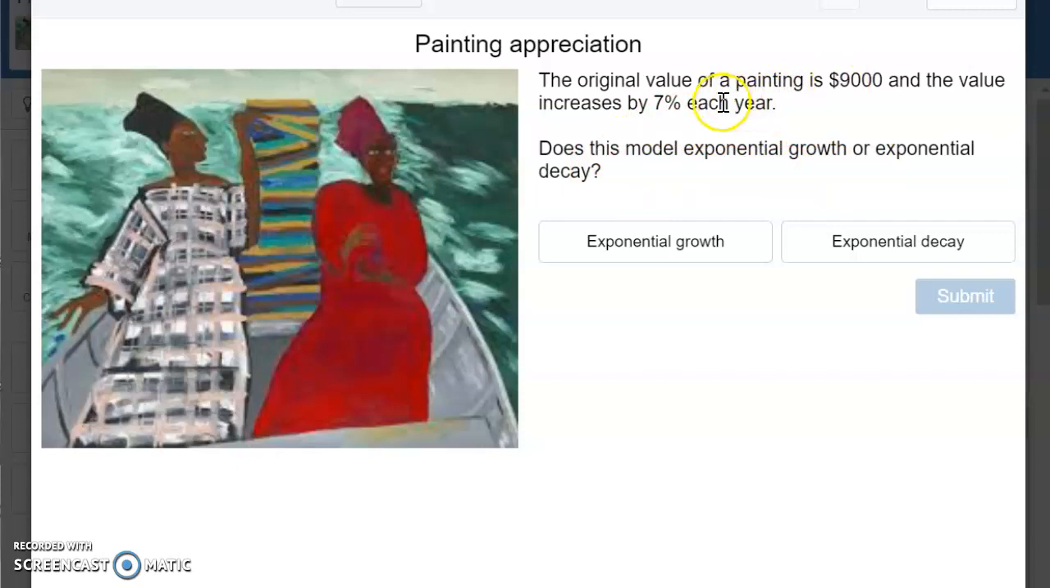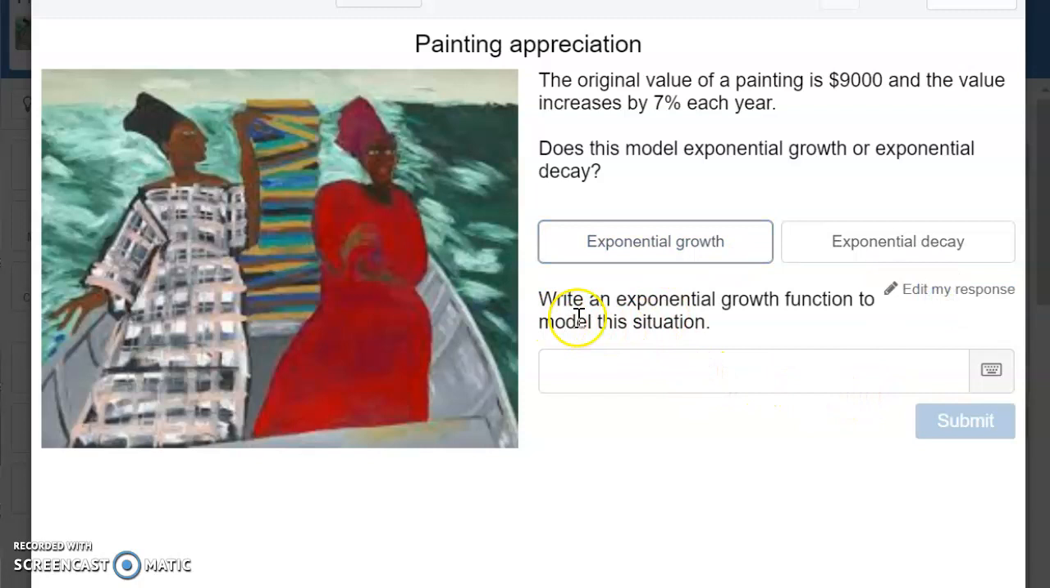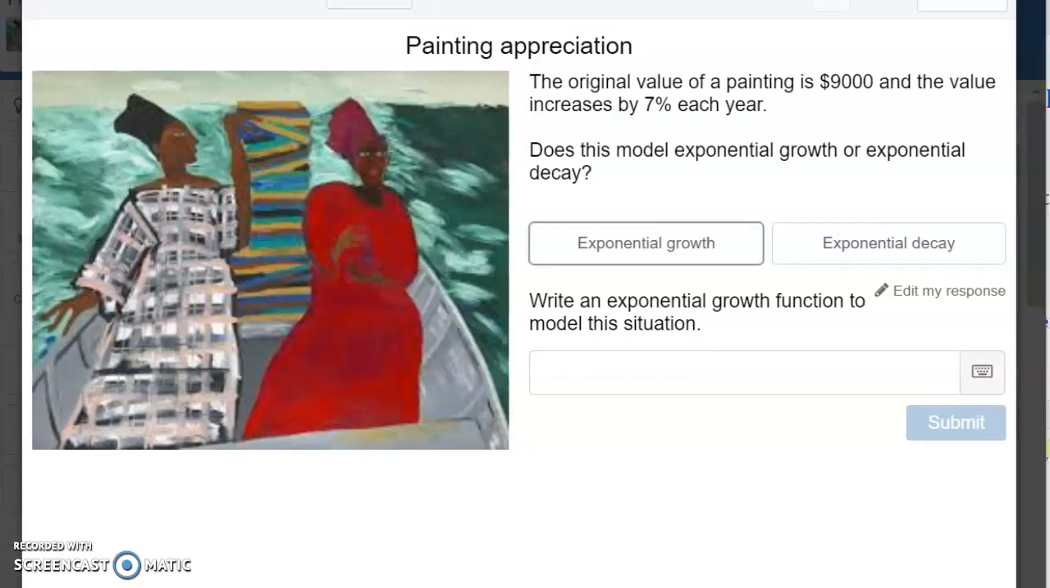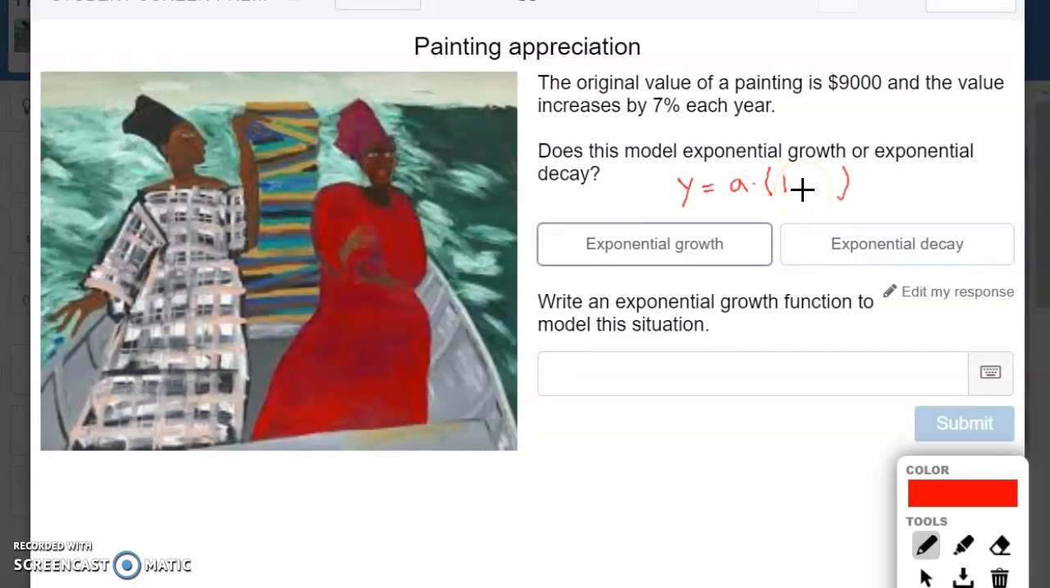The values are going up each year, so that means it is going to be growth. Okay, then I submit this, and then it's going to ask you to write an exponential growth function to model this situation. Okay, so to figure this out, we need to figure out what is the percentage, what is the initial value, and so on. So since this is exponential growth, we said it's going to be 1 plus r to the power of t. Okay, and what is the a? A is the initial value. A is 9,000.